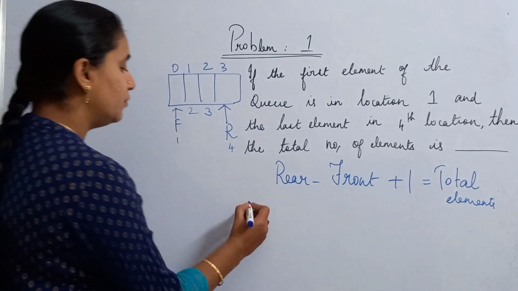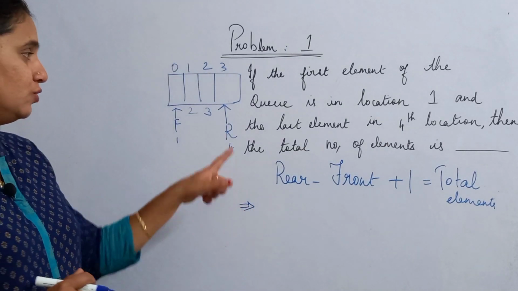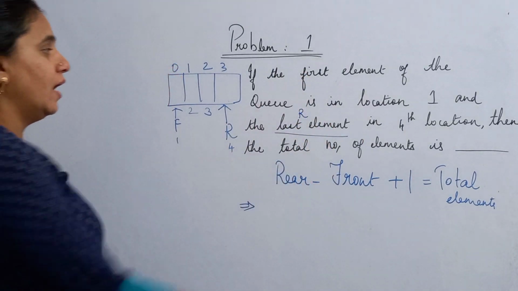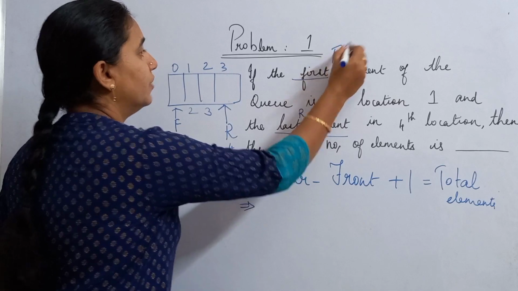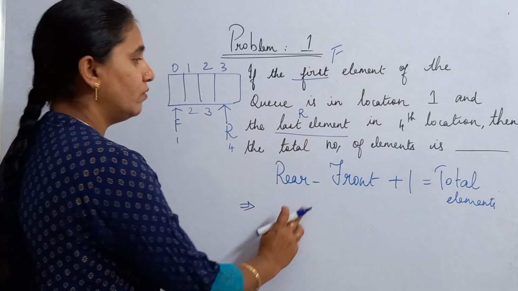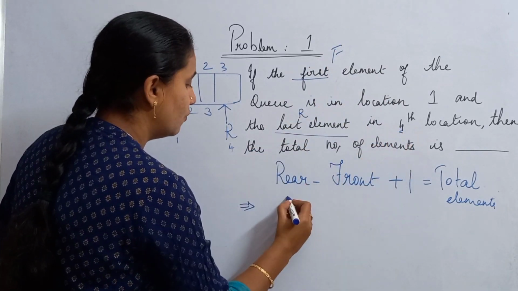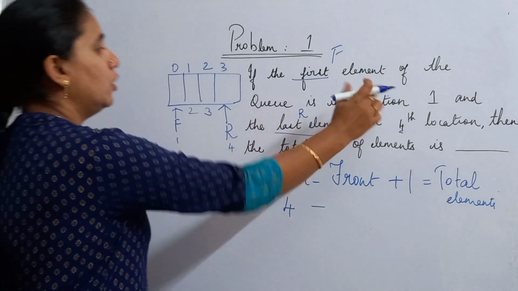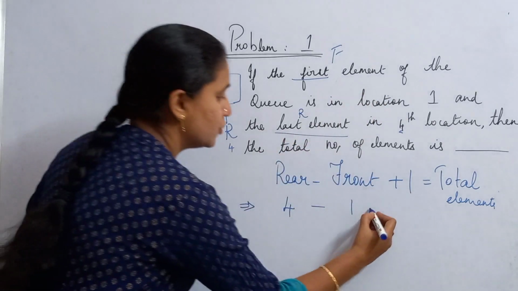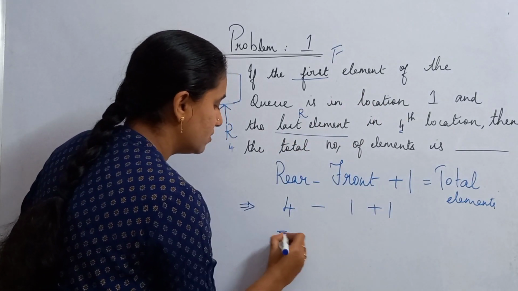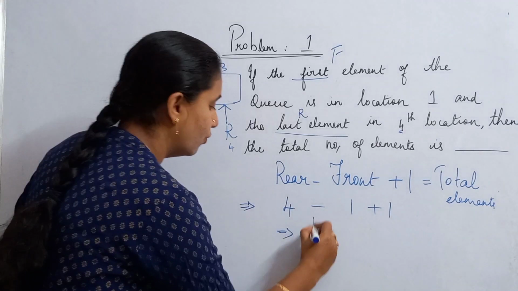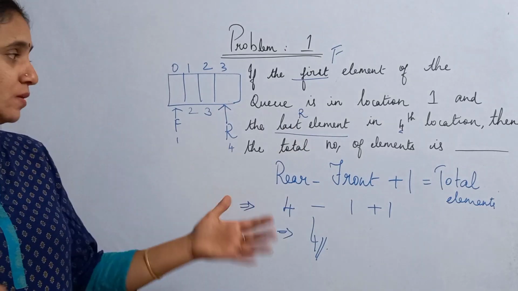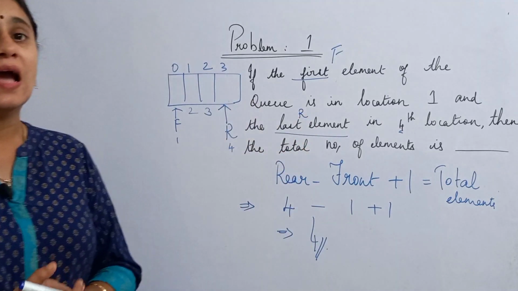Okay, so now what is the rear value here? The last element tells you the rear value and the first tells you the front value, isn't it? So the rear value is 4, minus, what is the front value? The front value is given as 1. So substitute, plus 1. What will be your answer? Your answer is going to be 4. By this you can directly substitute into the formula and find the answer.